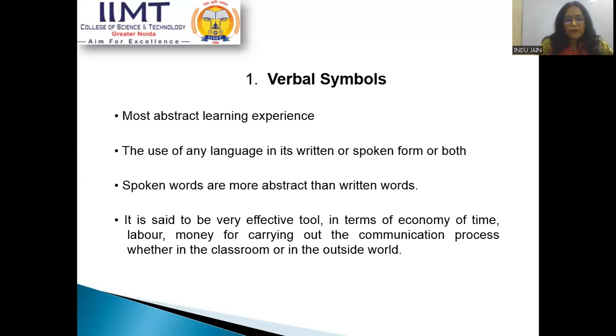In spite of this abstractness, verbal symbols are said to be a very effective tool in the teaching learning process. How? Because they are very economical in terms of time, labor and money for carrying out the communication process, whether in the classroom or in the outside world.